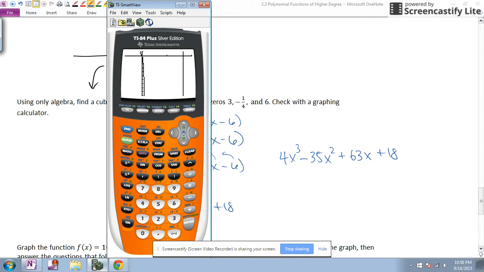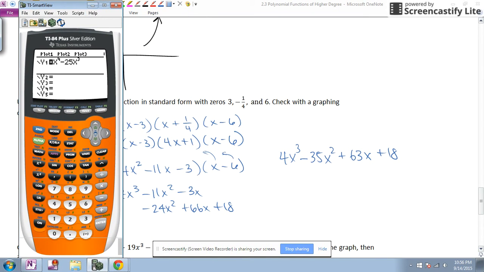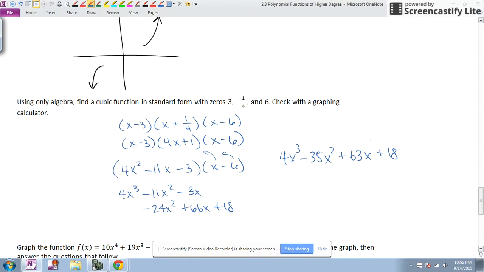And what do I mean by check with a calculator? Well, exactly that, right? You would take this and you would hit y equals, and you would type in 4x to the third minus 35x squared plus 63x plus 18. And if I zoom 6 that so I get a normal window, I should see intercepts at negative 1/4, positive 3, and positive 6, which I do, and I feel super good. I at least know that that's a great equation.